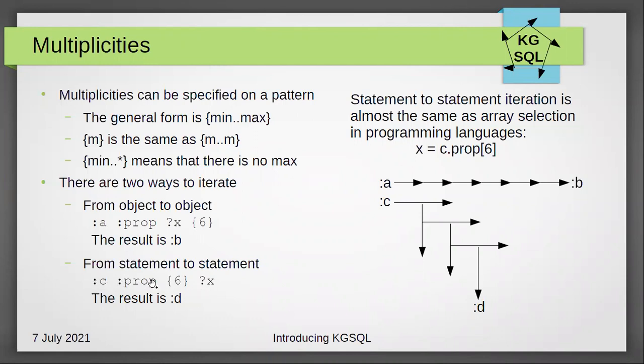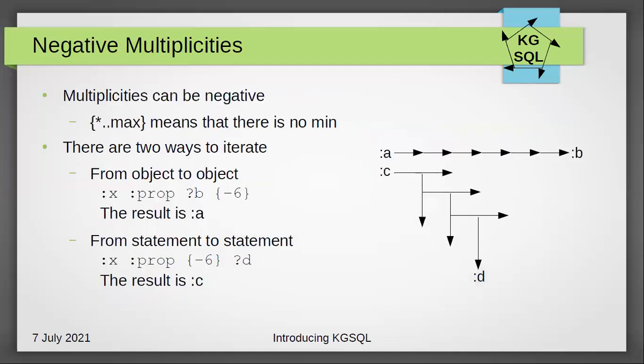Notice how the statement here looks rather similar to the way you do array selection in a programming language. One difference, of course, is that in KGSQL, there can be many solutions to this, whereas in a programming language, at least each time you execute it, it's only one. But of course, you can execute it many times, so you then get roughly the same effect as in KGSQL. And in fact, in KGSQL, you can have negative multiplicities. So you can go backwards through your list. So that's another nice feature.